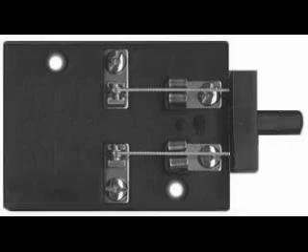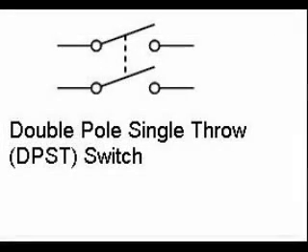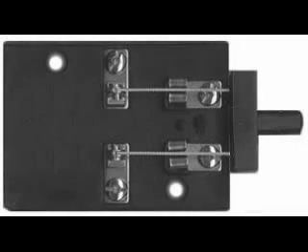This is a symbol for a double pole single throw or DPST switch. Notice the dashed line. It indicates that the double pole single throw or DPST switch is like two single pole single throw or SPST switches operated by the same actuator. Notice that although the double pole single throw switch has two contacts, it is called a single throw switch because there is only one single position where the contacts are closed.